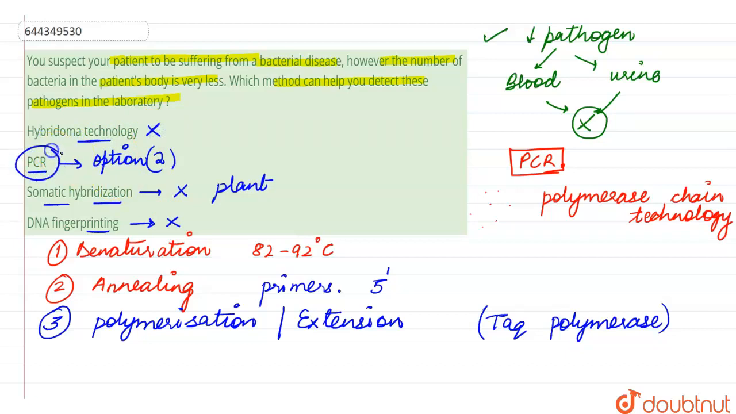The only right answer to detect such a bacteria in a suspected bacterial disease patient is the PCR. So that is option number 2.